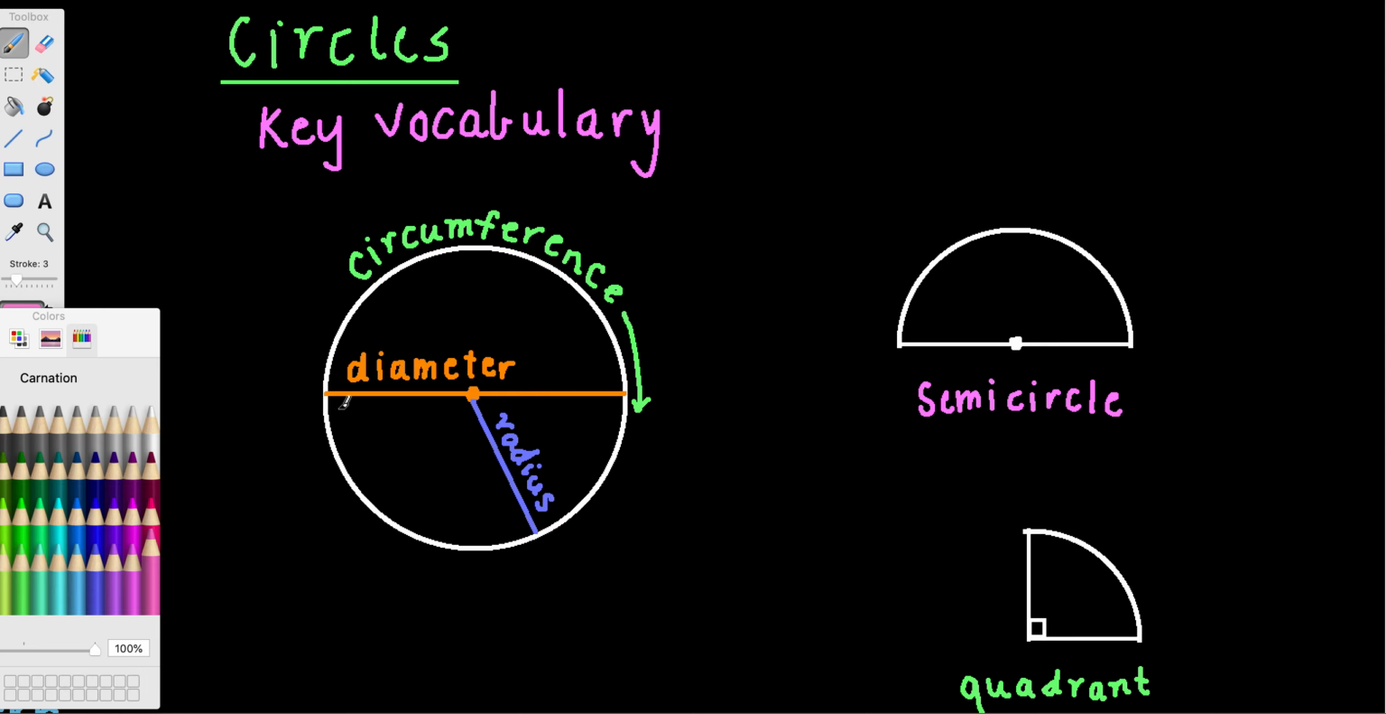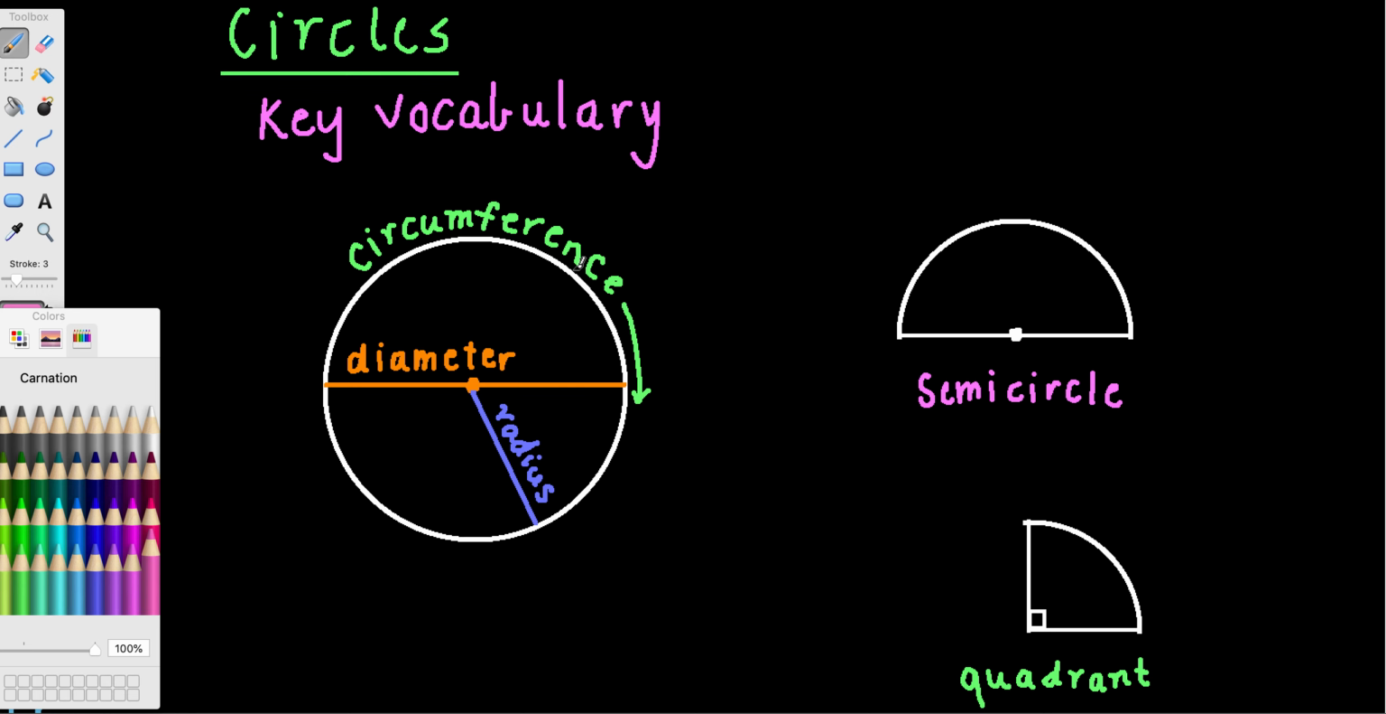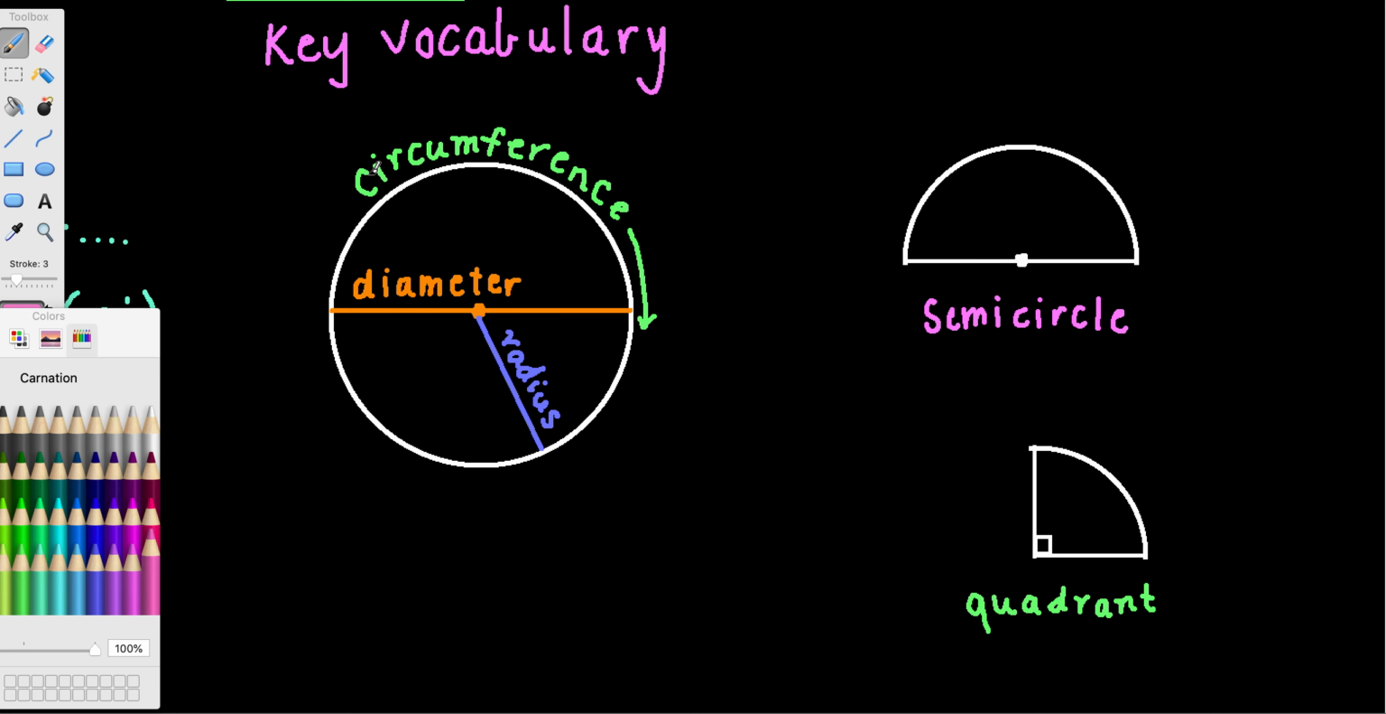So to begin with, we are going to grab out our summary books and write a heading, circles. And I'd like you to have a nice little diagram. It doesn't have to be a perfect circle. They're hard to draw by hand. But I'd like you to label on your circle the circumference, which is the distance all the way around the outside of the circle, and the diameter, which goes from one side of the circle, the furthest side, through the center to the other side of the circle.